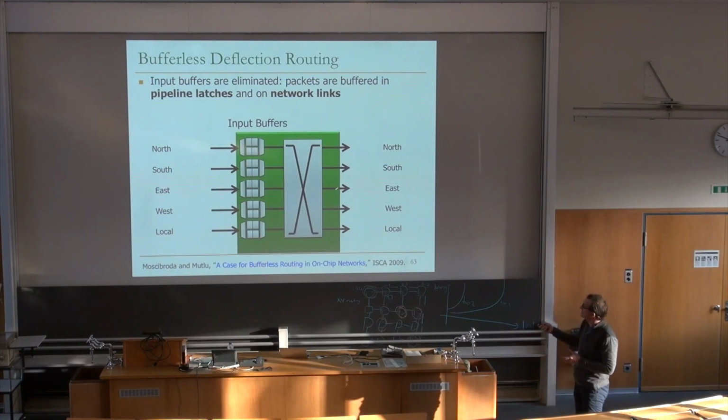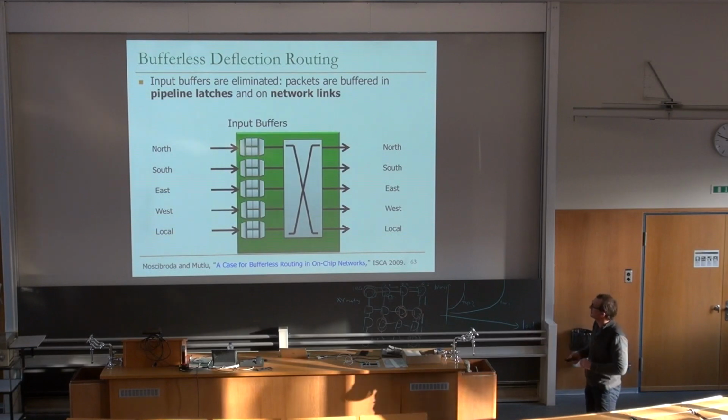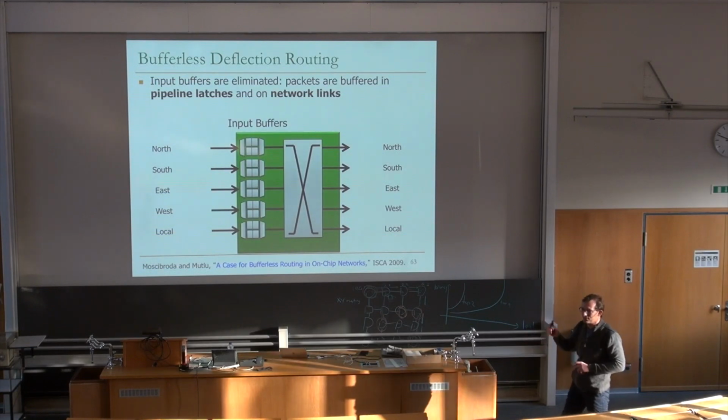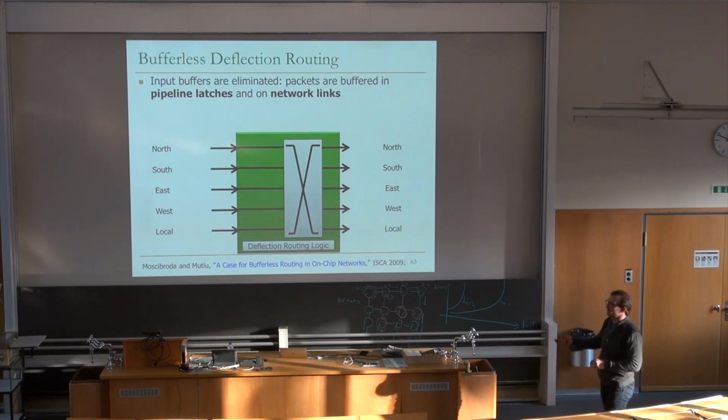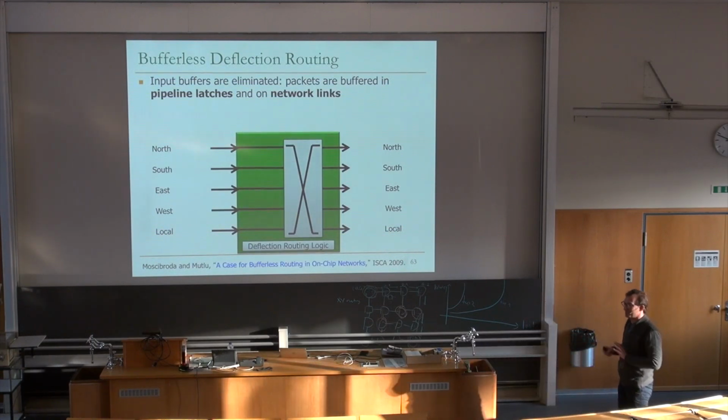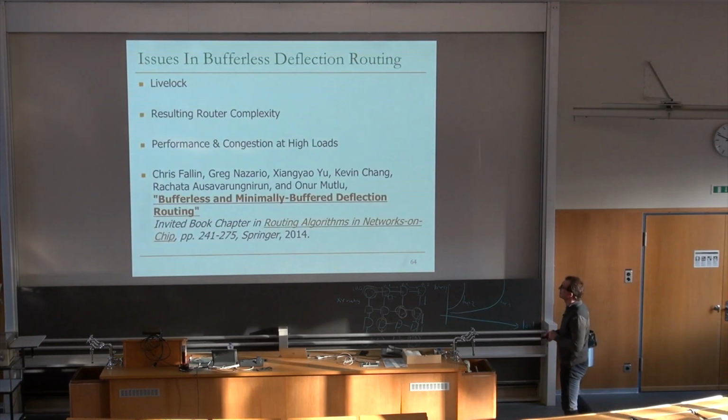You buffer the packets in the links, or the links act as buffers if you think about it that way. And pipeline latches. Of course, you have pipelining and you need latches to ensure there's pipelining. So the deflection routing logic becomes a little bit simpler. But we will revisit this tomorrow.